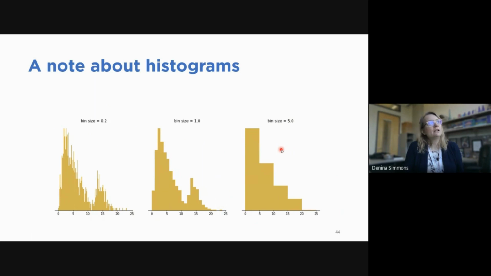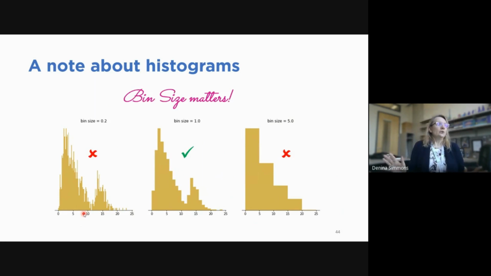There's no rule of thumb, but obviously you can get the bin size down to such a small degree that it doesn't look like you have a distribution at all. It could just look like a bunch of noise. So bin size matters. And so it's nice to pick something sort of in the middle.